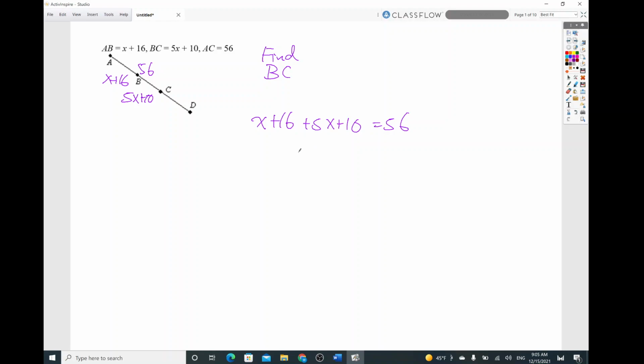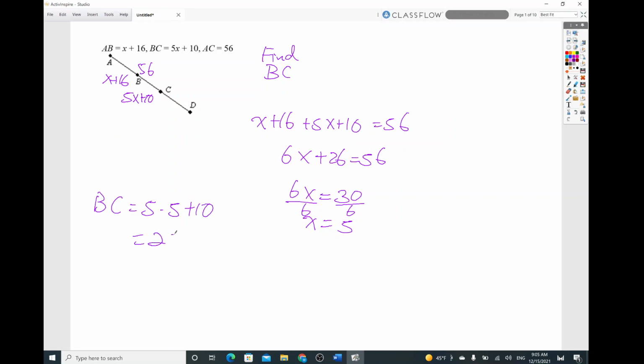Combine those like terms, so we have 6x plus 26 equals 56. Then solve for x: 6x equals 30. Divide by 6 on both sides, so x equals 5. Plugging the number back into the expression for BC, we get 5 times 5 plus 10. So 5 times 5 is 25, plus 10, that's 35.